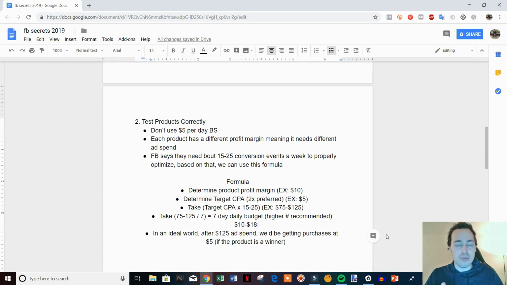That way you're not going out there and guessing ad budget. Now you have an ad budget that's based off of actual math and actual data that Facebook themselves have provided us.